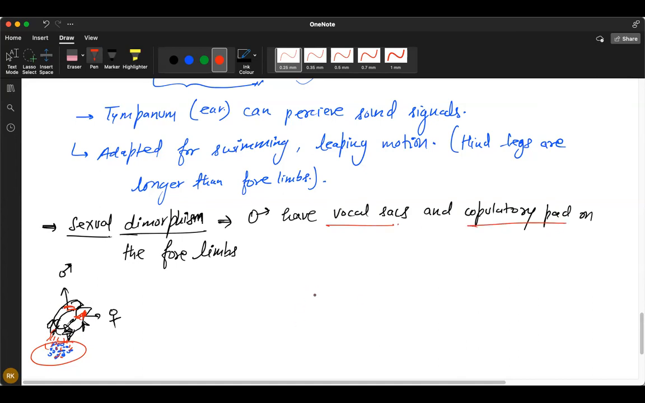And also in size, female frogs are bigger and male frogs are smaller. A fully grown female will be bigger than a fully grown male.